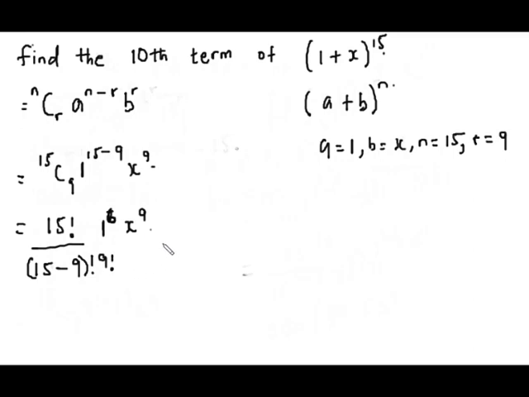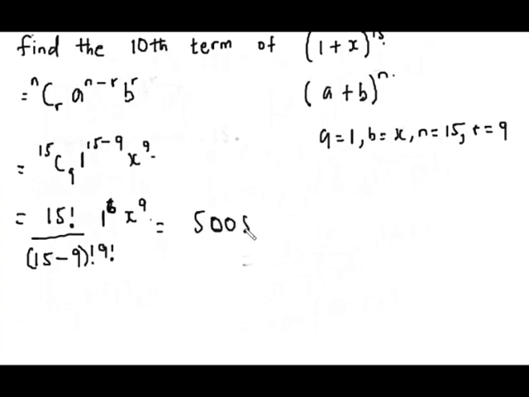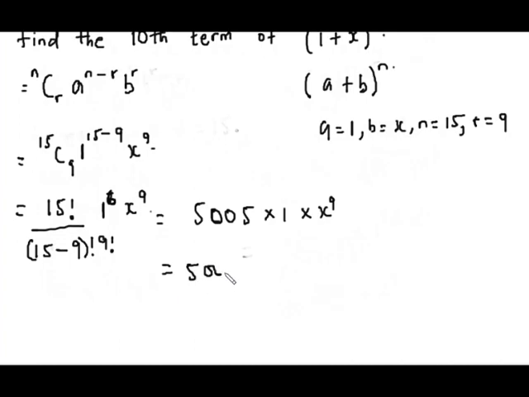If we do this with the calculator, we'd have 5005, and then 1 to the power of 6 is still 1, so times 1, then x to the power of 9. So this expands to become 5005 x to the power of 9. This simply means that the 10th term of the expansion of this bracket would yield 5005 x to the power of 9.